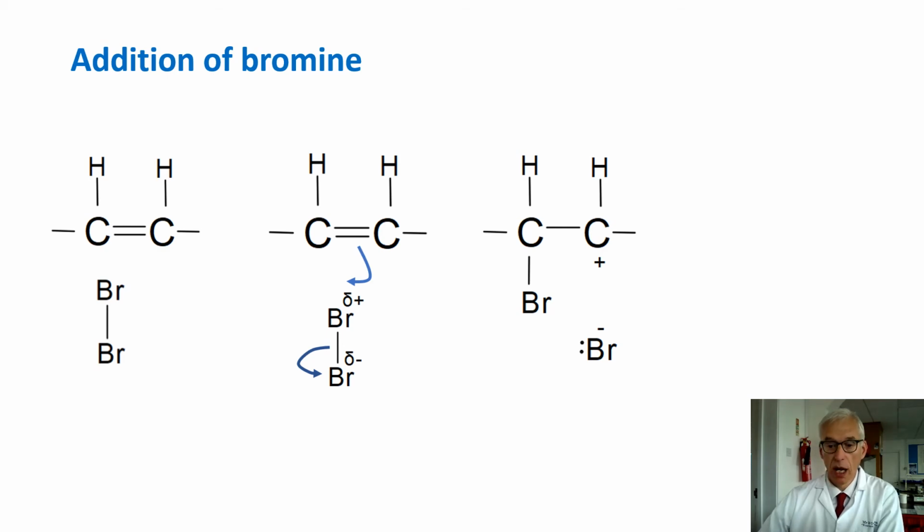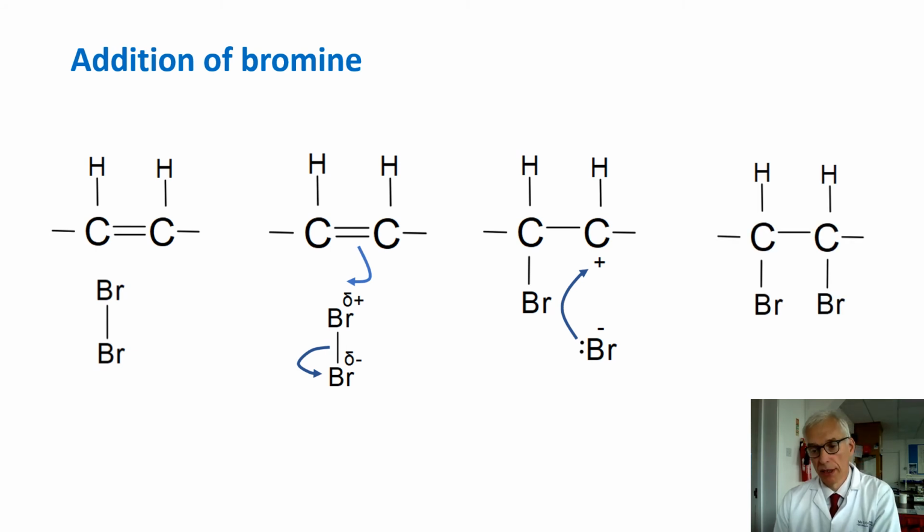The bromide ion has a lone pair which will attack, or be attracted to, the carbon bearing the positive charge in the carbocation. Please note that the curly arrow begins exactly at the lone pair of electrons and ends up approximately where the carbon-bromine bond will be formed. So our next step would be the final product, the dibromoalkane.